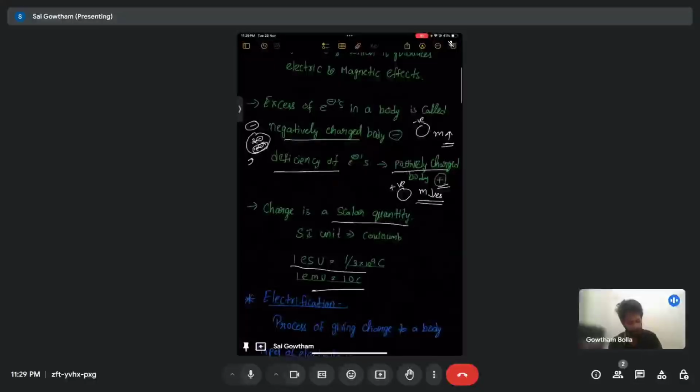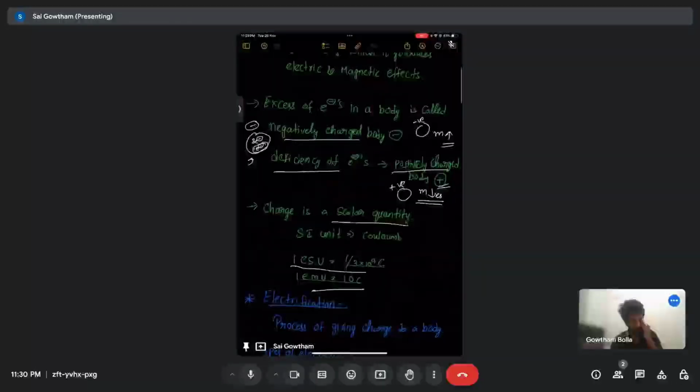We will discuss the concept of electrification. In very simple words, electrification is nothing but the process of giving charge to a body. How can we give charge to a body? There are three basic methods in which we can give charge to a body. These three methods are known as methods of electrification or types of electrification. They are namely friction method, conduction method, and induction method. Let us see each type of electrification process one by one.